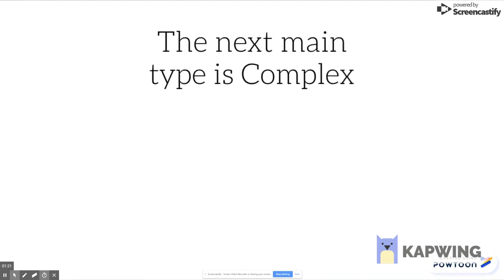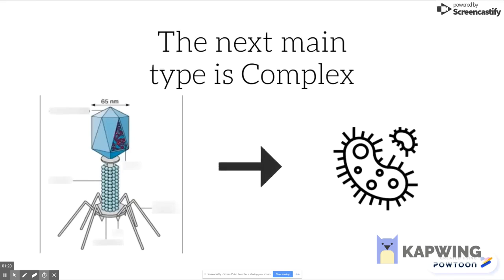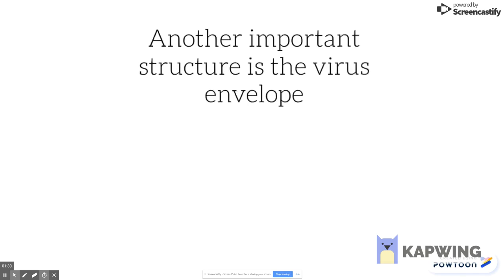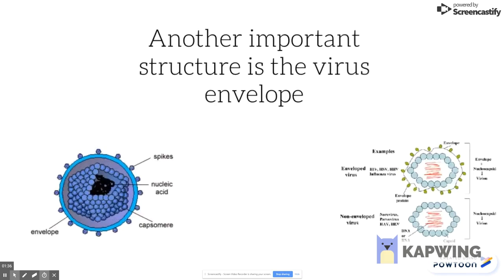The last is complex. These viruses are commonly bacteriophages, meaning they infect bacteria, and are composed of protein tails, complex outer walls, a capsid head, and a sheath on a base plate hiding a pin used to poke the cell membrane. An important structure is the virus envelope.